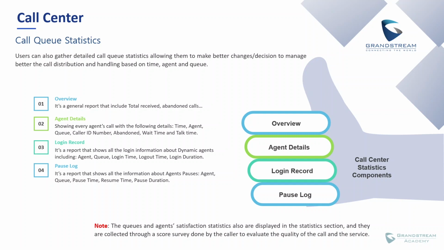The information available in this part is many, such as agent, the extension that paused and unpaused; queue, the queue that the agent is in; pause time, the time that the agent paused; resume time, the time that the agent unpaused; and pause duration, the total length of the time the agent was paused for.